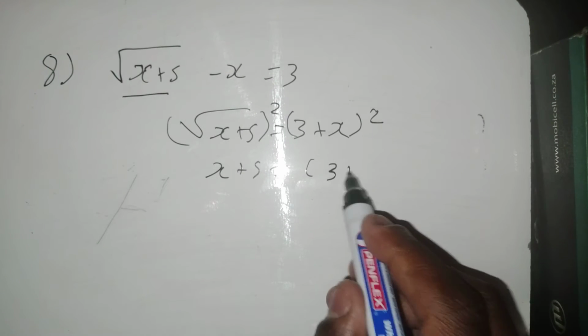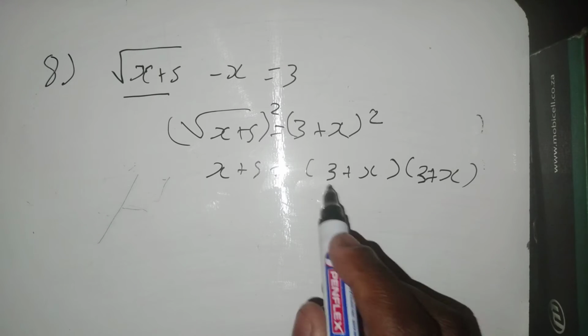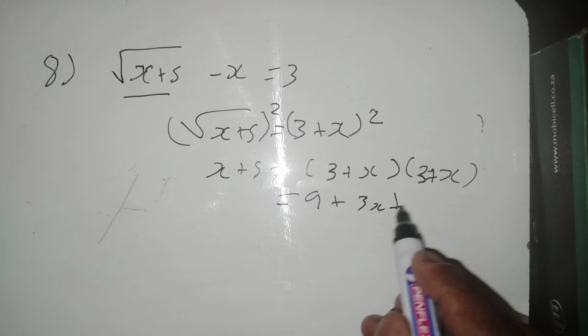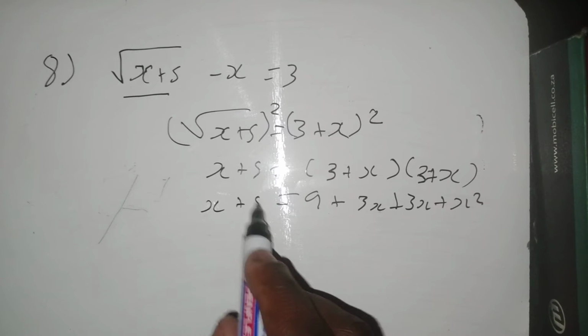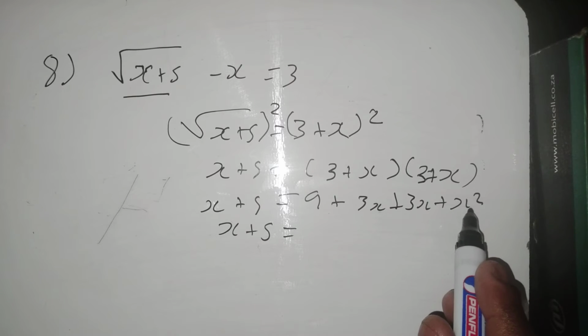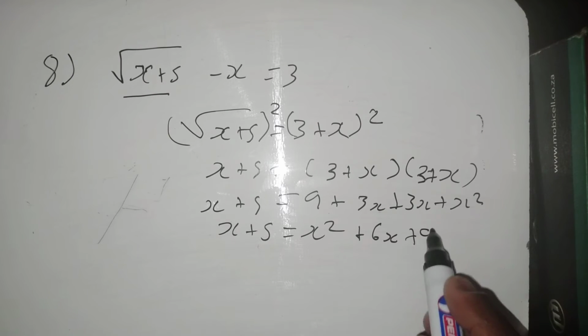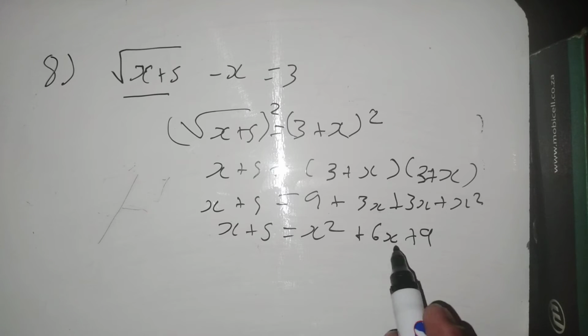You double up the bracket. Then this becomes 9 plus 3x plus 3x plus x squared. Then this becomes x plus 5. So let me just rearrange it. Let me take this x squared and put it in front here. 3x plus 3x is 6x. Let me put this 9 that side. Of course we know it's quadratic because of x squared and x.